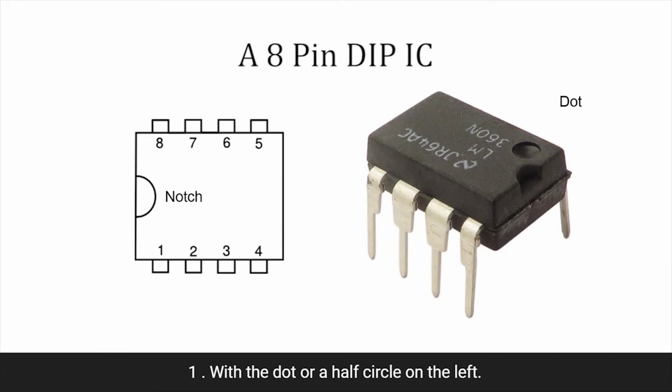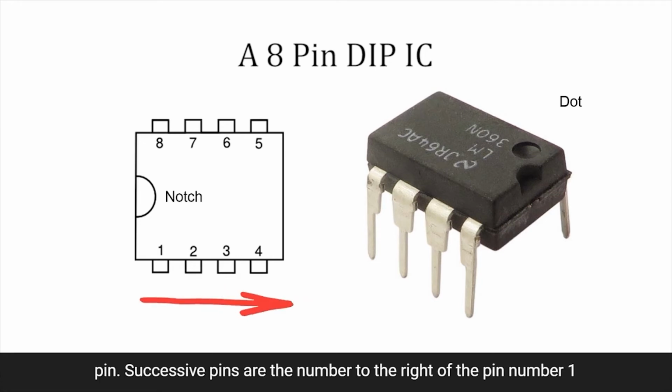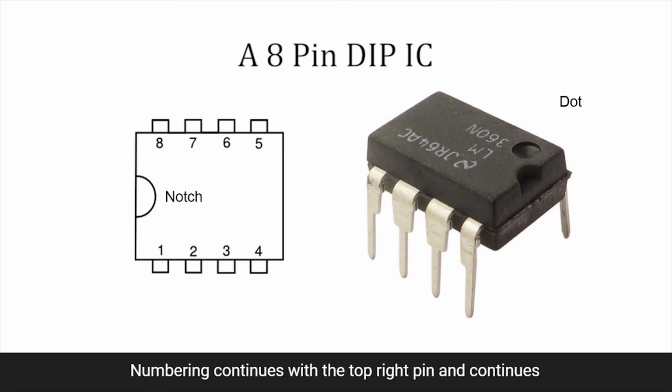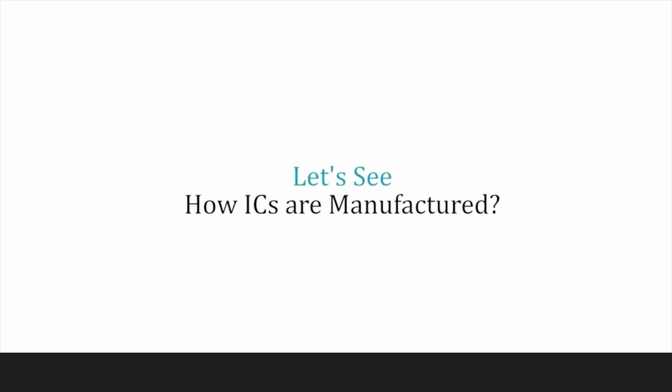With the dot or half circle on the left, pin number 1 of a DIP IC will always be at the bottom left pin. Successive pins are numbered to the right of pin number 1. When the end of the bottom row has been reached, numbering continues with the top right pin and continues on the top row from right to left. The drawing below shows the top view of an 8-pin DIP IC with the pin numbers.